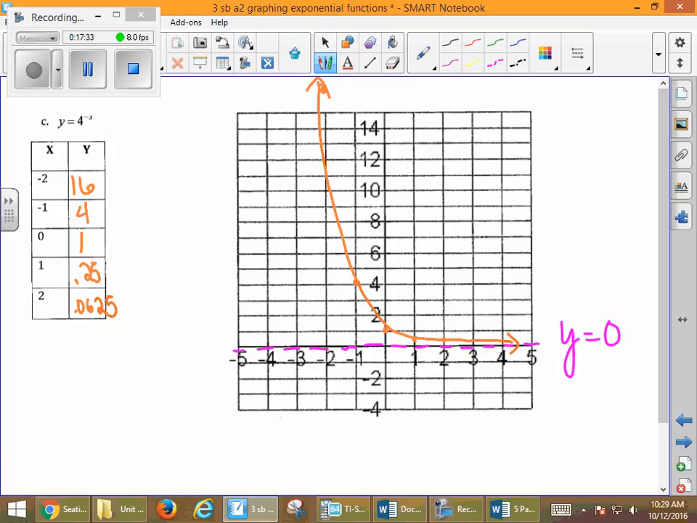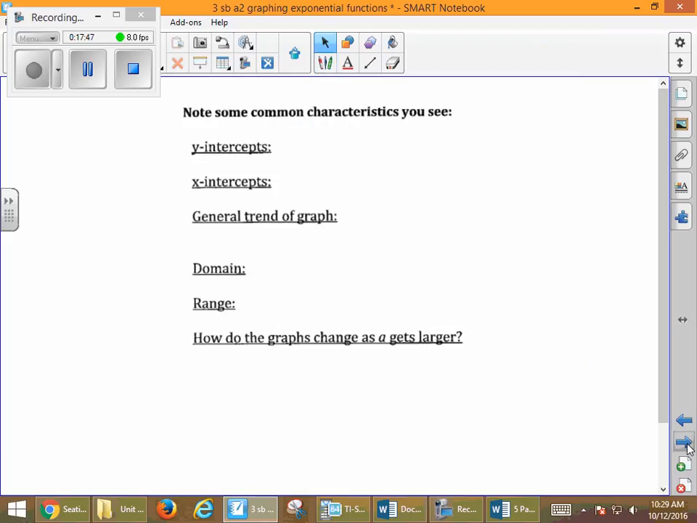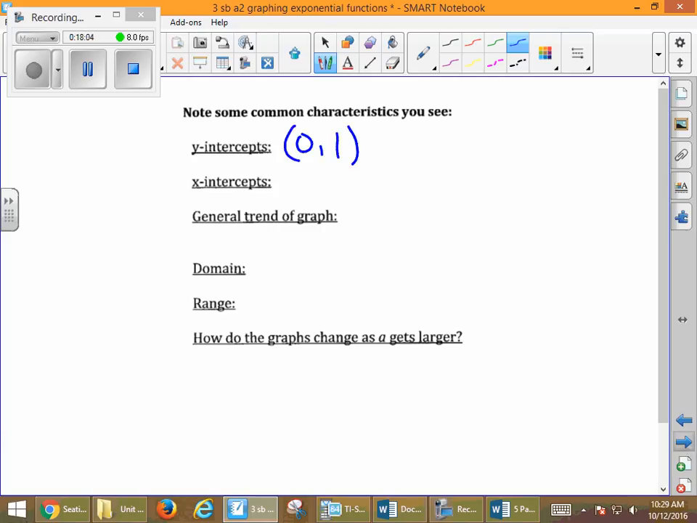And let's see if we can come up with some common characteristics here of these graphs. And they look remarkably similar to what we did yesterday. But as we flip over here, what's the y-intercept on all three of these graphs? It's still 0, 1. And because we have an asymptote at y equals 0, we don't have any x-intercepts.